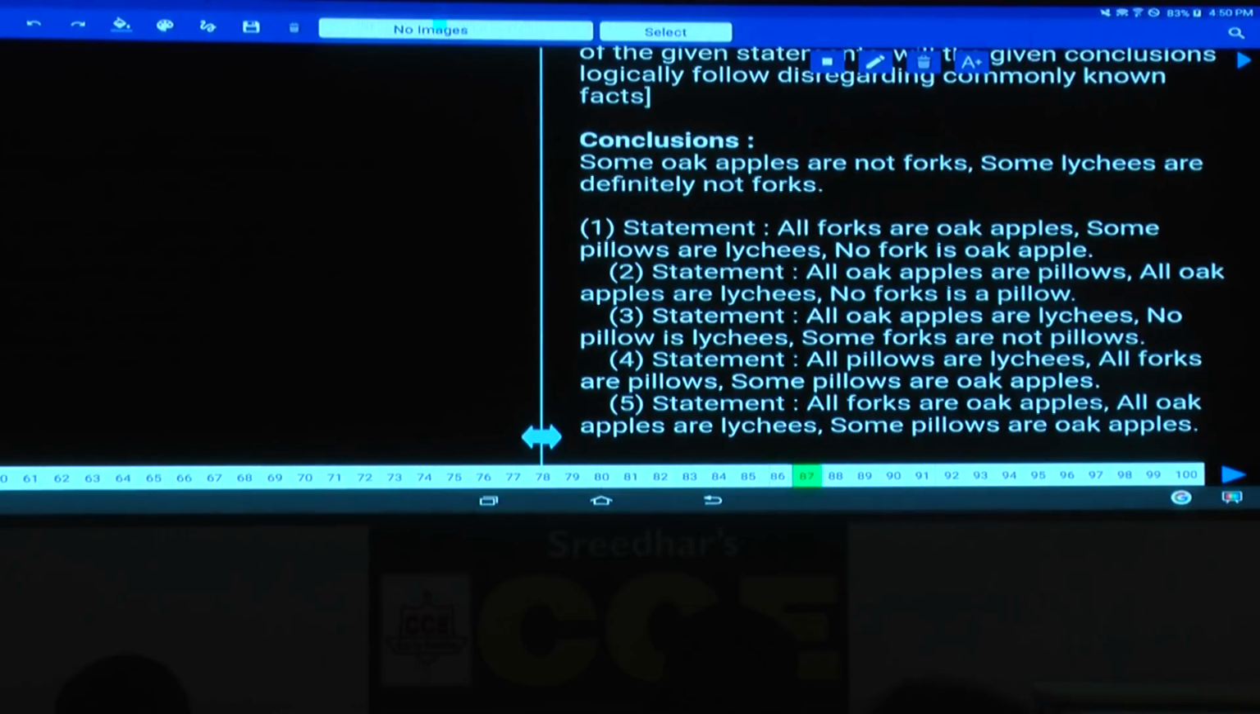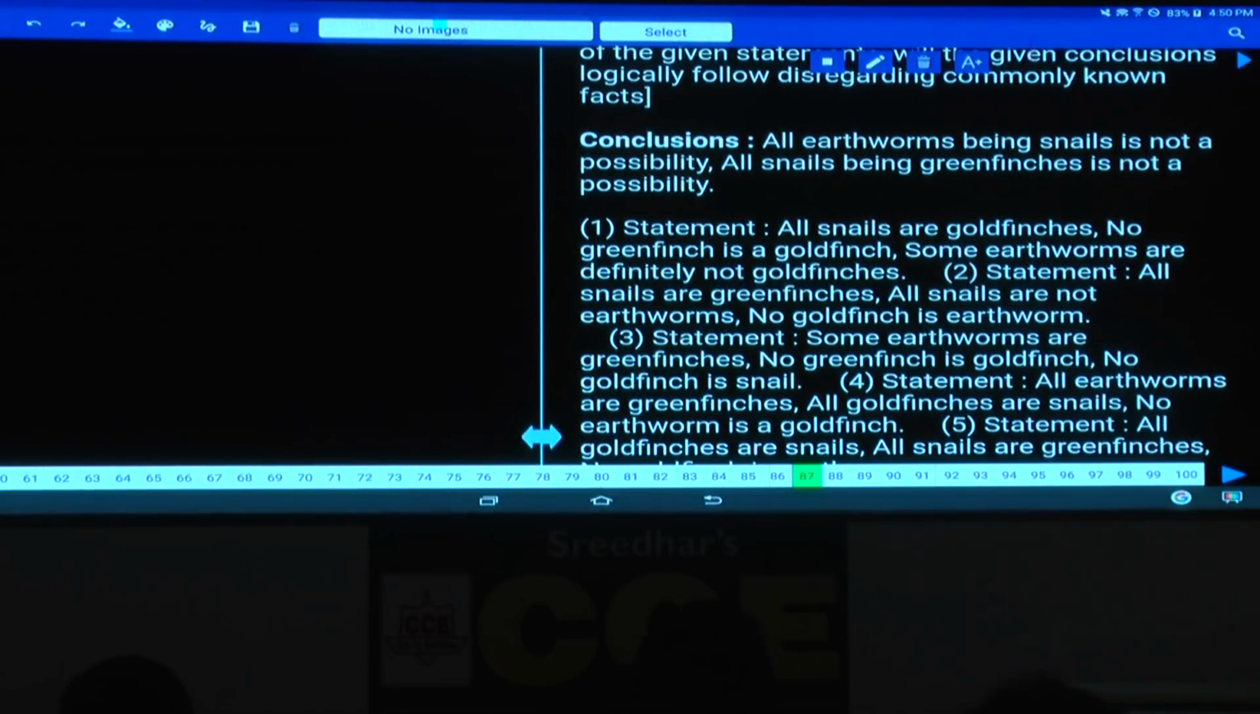And what about the next one? Earlier we discussed only deriving the conclusion with the help of just two statements. But now this is the next step wherein combining two statements gives one conclusion, and that conclusion and the statement can be combined. Question number 87. Now in this 87, all earthworms or snails is not a possibility, and this is also not a possibility. As both possibilities were there, it is always advisable for you to draw a diagram.